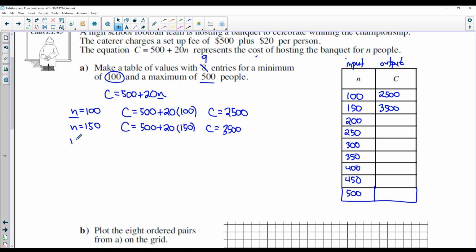And then n is equal to 200. Plug that into the equation. So we'd have C is equal to 500 plus 20 multiplied by 200. 200 times 20 would be 4,000. 4,000 plus 500 would be 4,500.